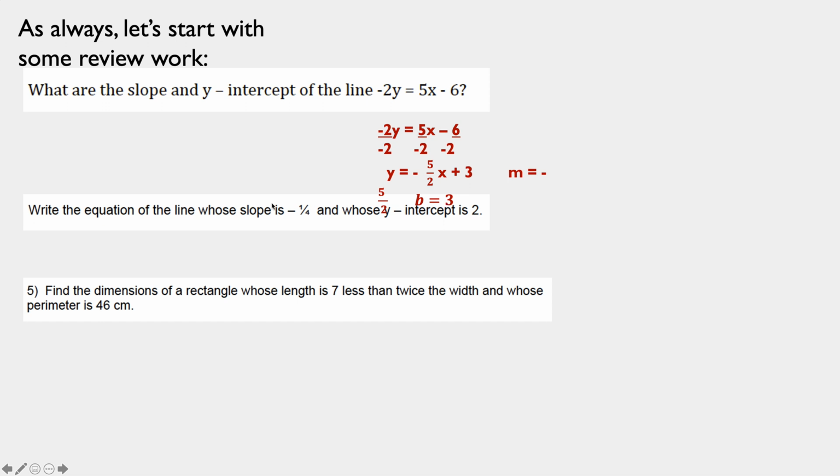Next one, write the equation of a line. This time we do it backwards. Last time I gave you the line, I asked you for the slope and the y-intercept. This time I'm giving you the slope and the y-intercept. I'm asking you for the line. So write the equation of a line whose slope is -1/4 and whose y-intercept is 2. That would be y equals -1/4 x, because the slope is always found in front of the x. Remember, y equals mx plus b, and the y-intercept b is the 2 at the end.